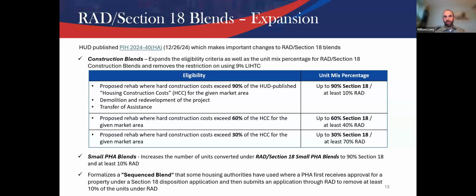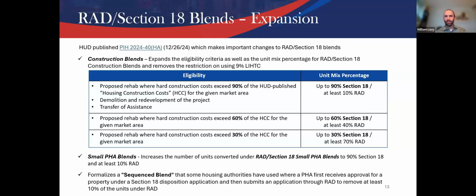Then it continues down the scale: if a property that's doing work that exceeds 60% of HUD's published housing construction costs, 60% of the units will be approved under Section 18, and at least 40% of the units will convert the public housing assistance through RAD. And properties that exceed 30% of HUD's published housing construction costs, 30% of the units will go through Section 18, 70% will convert the public housing assistance through RAD.